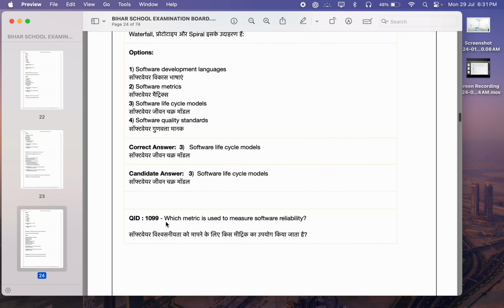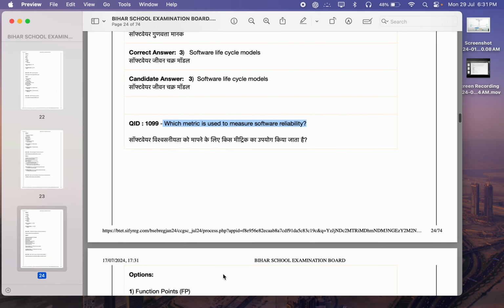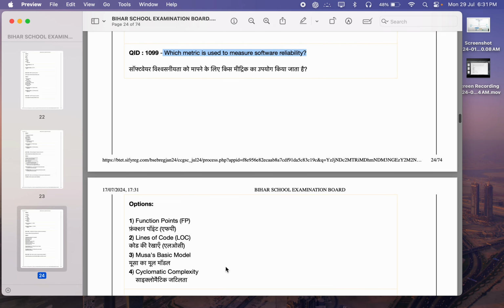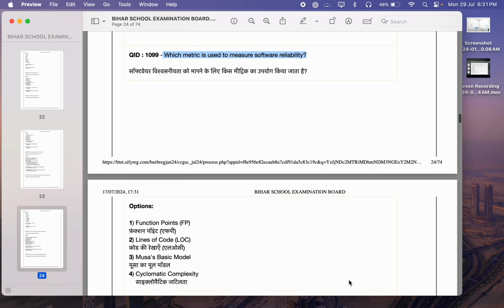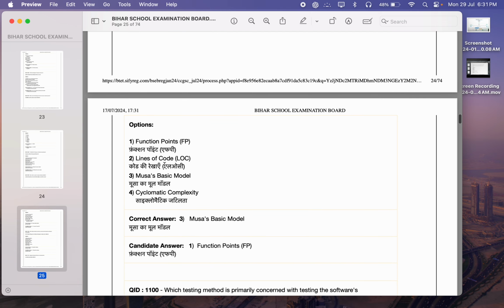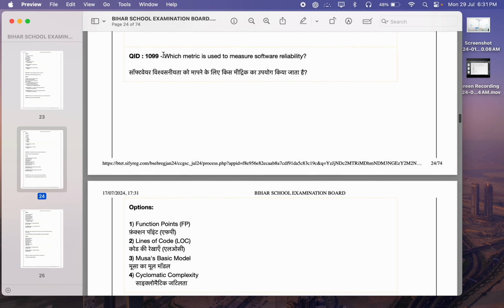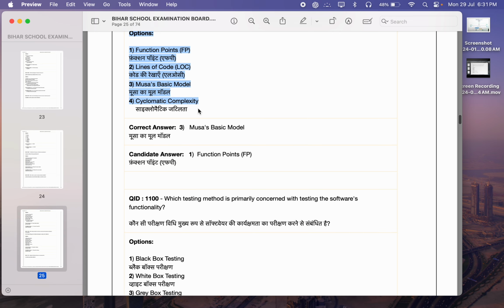Which metric is used to measure software reliability? To measure software reliability, we can use... now this is something which I've never seen, so not sure what may be the right answer. Let's see.